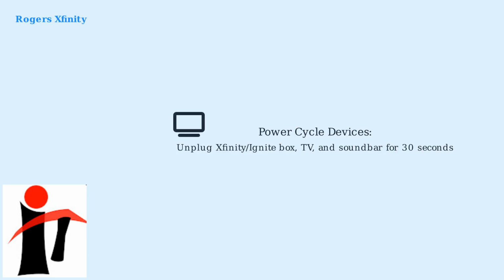Experiencing volume problems with your Rogers Xfinity setup? Let's start with the basics to get your audio working. First, power cycle your Xfinity or Ignite TV box, TV, and soundbar by unplugging them for 30 seconds. Next, physically inspect all HDMI cables, ensuring they are securely connected.